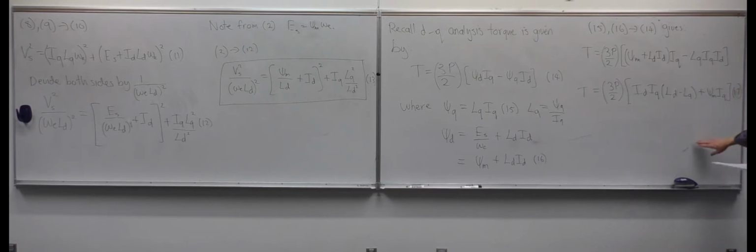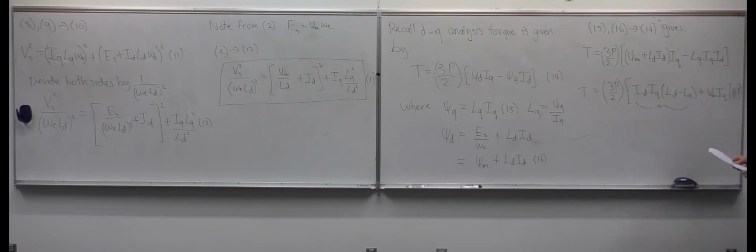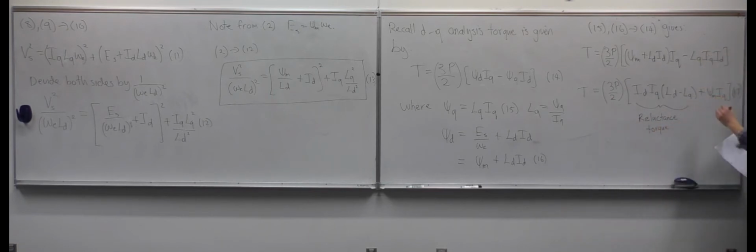So let's look at this for a minute. This is a cool result. We actually got something similar before in electric machine analysis, but we got this from the power equation. Here we have the difference between LD and LQ, that gives you the reluctance torque. And this is the magnet flux linkage, which is in the d-axis, times the q-axis current. That term gives you the magnet alignment torque.